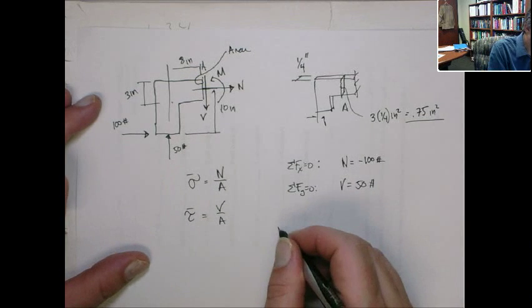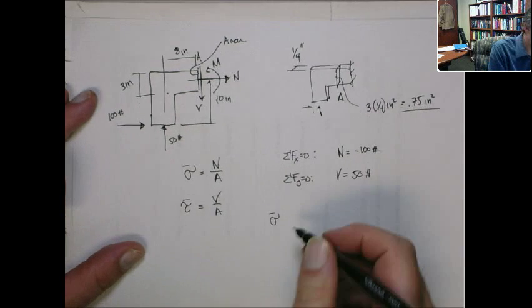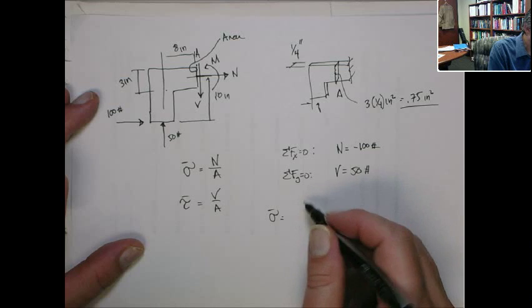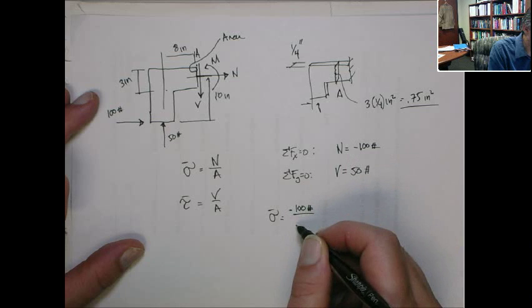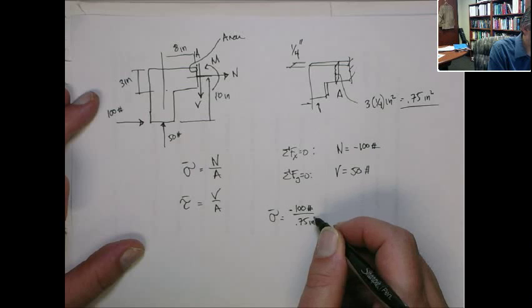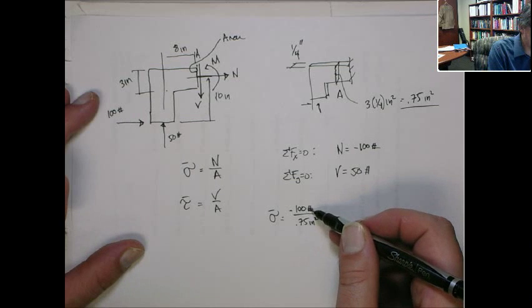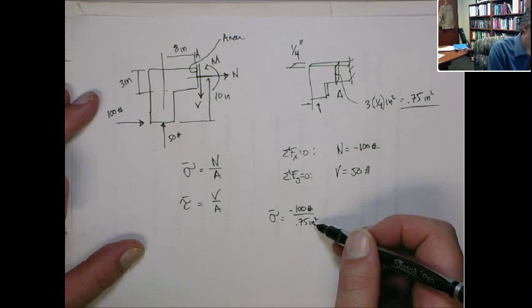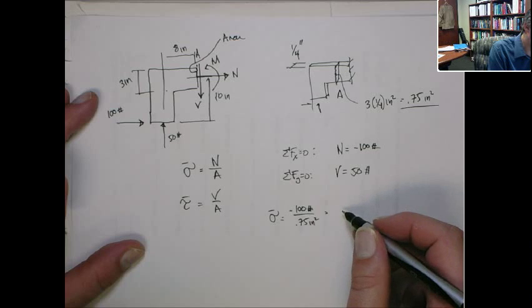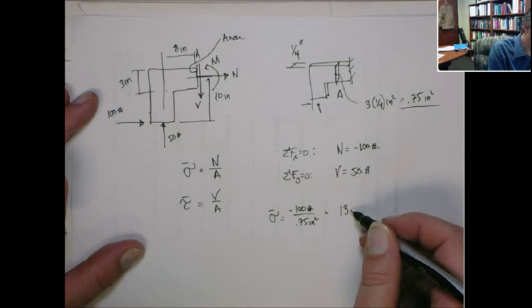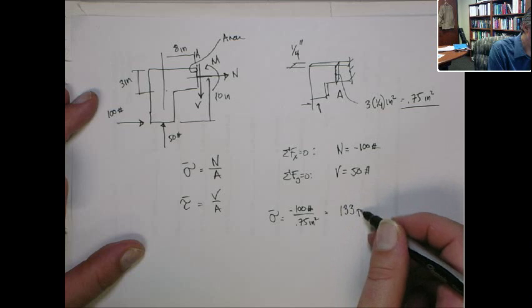All right. So the average normal stress is going to be that N is minus 100 pounds over the area, which is 0.75 inches squared. So it's pounds per square inch, and this is going to be 400 over 3. So 1.3, so this is 133 psi.